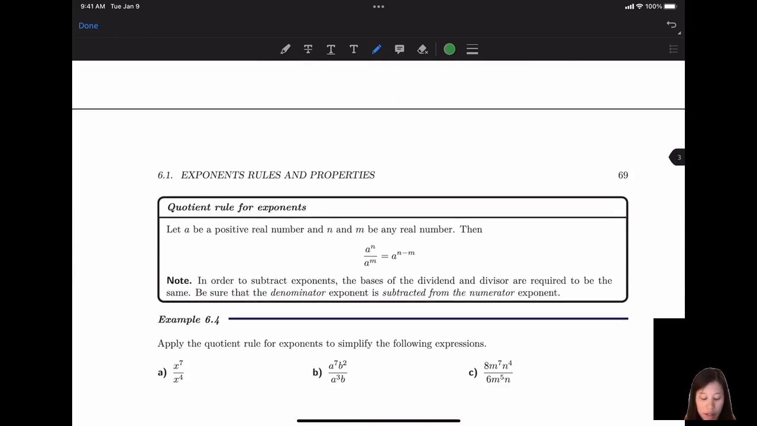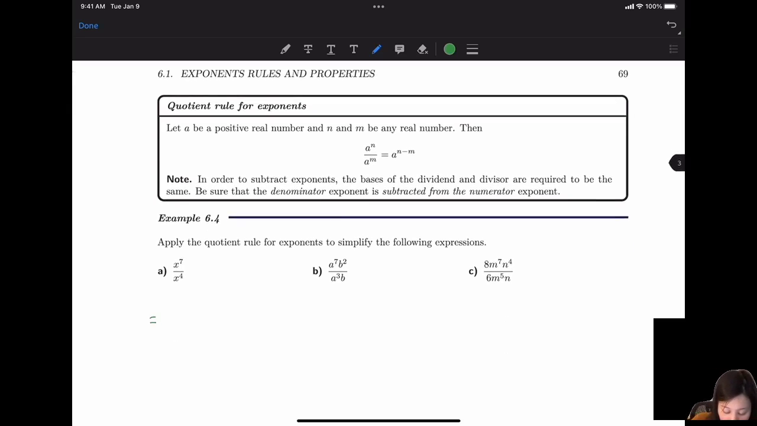Okay, in here, it says the quotient rule for exponents: let a be a positive real number and m and n be any real numbers. So a to the n over a to the m equals a to the n minus m. In order to subtract exponents, the base of the dividend and divisor are required to be the same. Be sure that the denominator exponent is subtracted from the numerator exponent. Okay, so apply the quotient rule for exponents to simplify the following expression. So here is the same. We have x to the 7 minus 4, which is equal to x to the 3rd power.